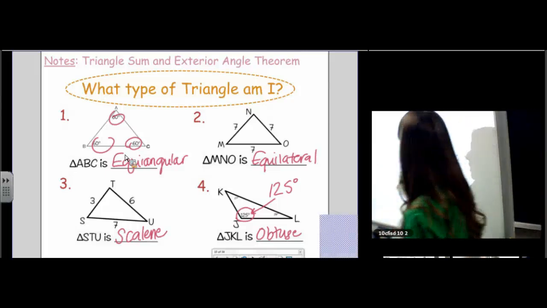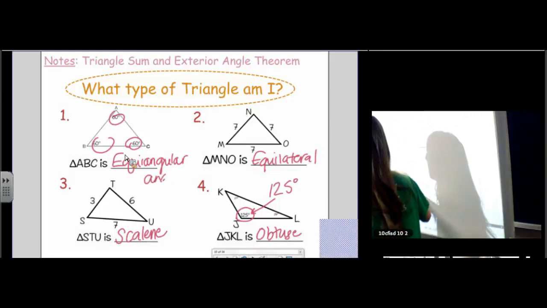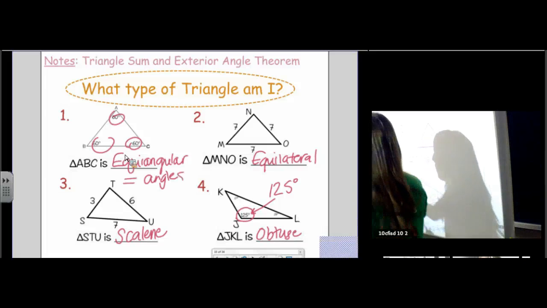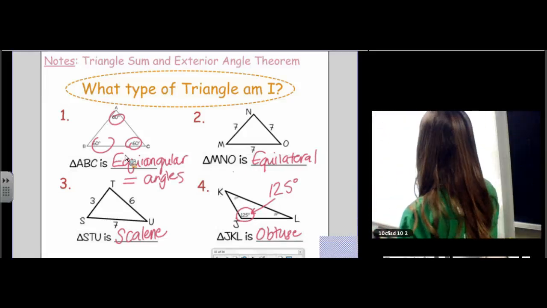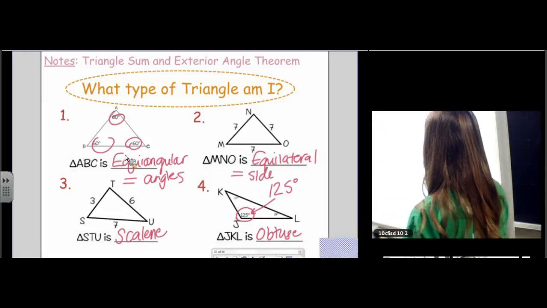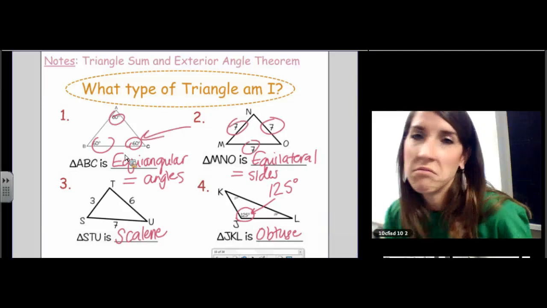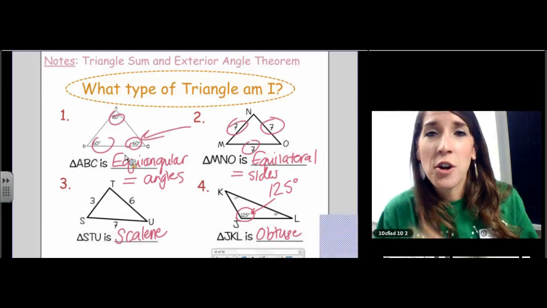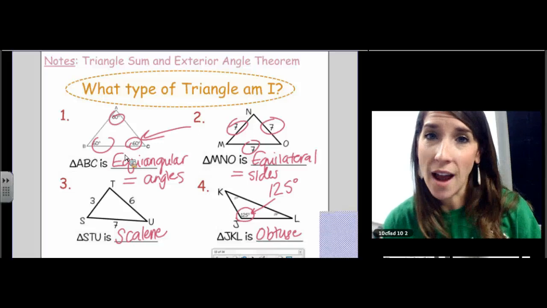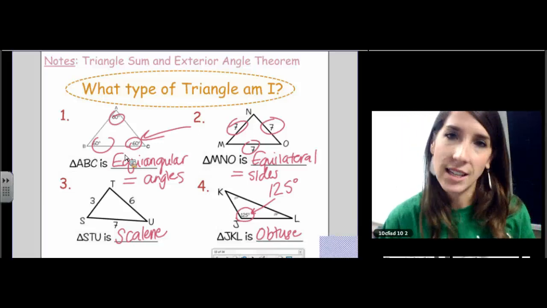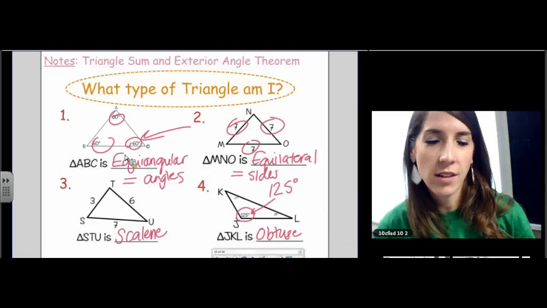Adriel, equiangular has the word angle in it, so it means equal angles. And equilateral means equal sides. That's the only difference. I gave you sides here, and I gave you angles there. If a triangle is equiangular, it is equilateral. And if a triangle is equilateral, it is equiangular. But that's not the focus of the lesson today.